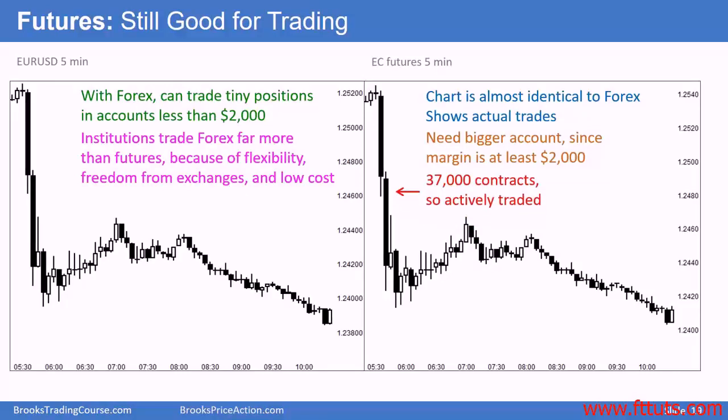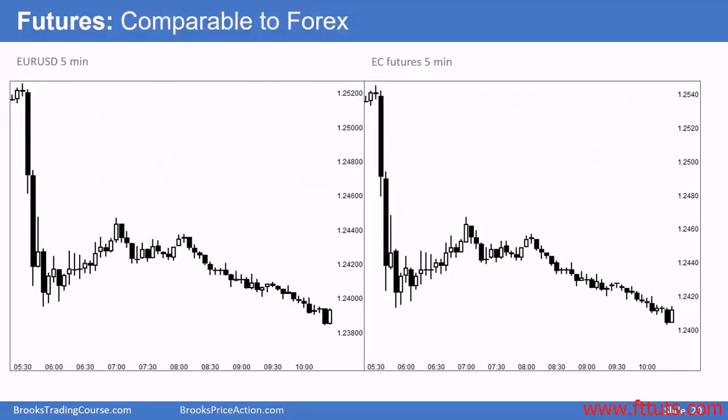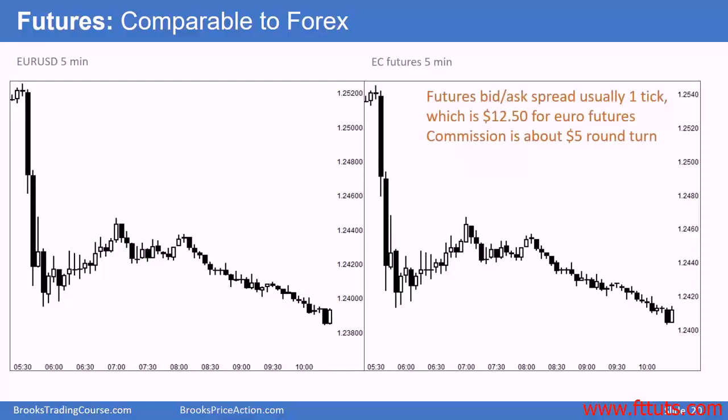Volume is still very good. So on this particular day, this big bear breakout had a 5-minute bar with 37,000 contracts, which is huge volume. It's not like futures have such thin volume that you should not trade them. The volume is still huge, so the bid-ask spread is usually one tick. Just like if you're trading Forex markets, the bid-ask spread is usually one pip or around one pip. If you're trading futures contracts, the bid-ask spread is usually one tick, $12.50 for a Euro futures contract, and the commission is about $5 round turn on top of the spread.